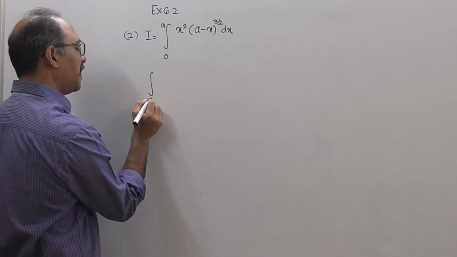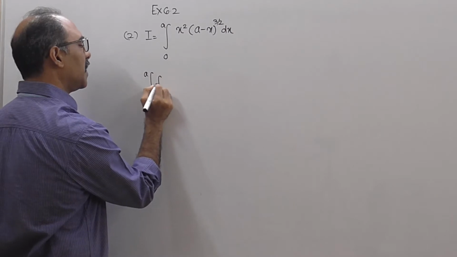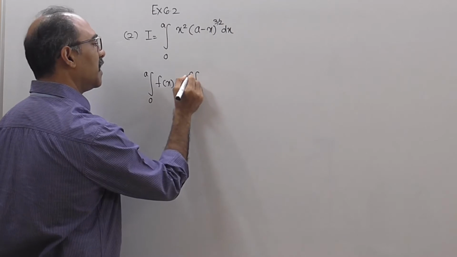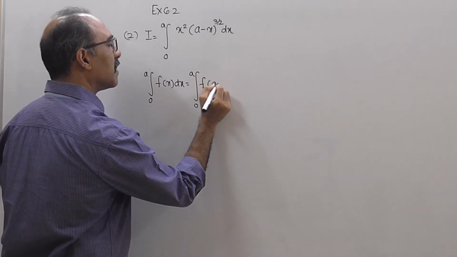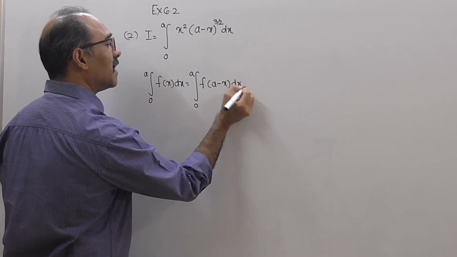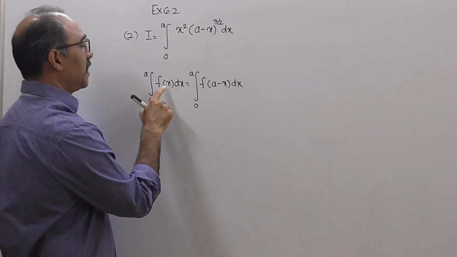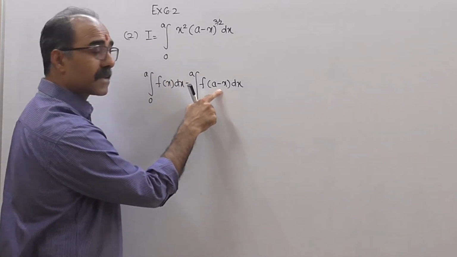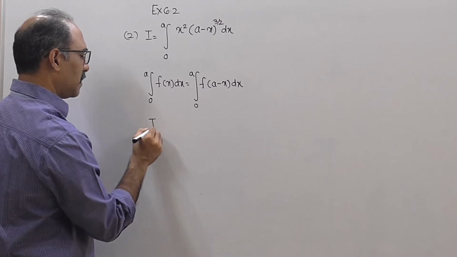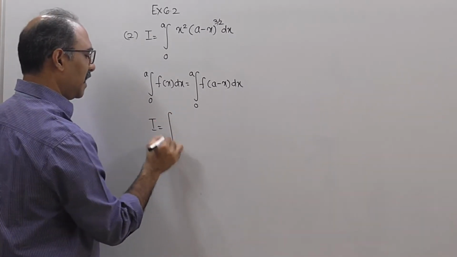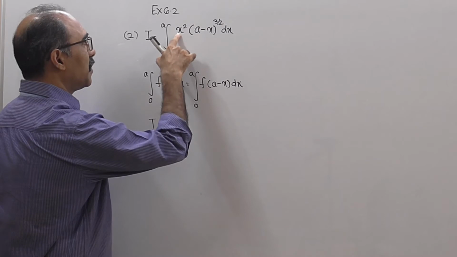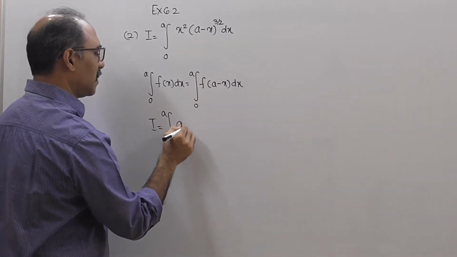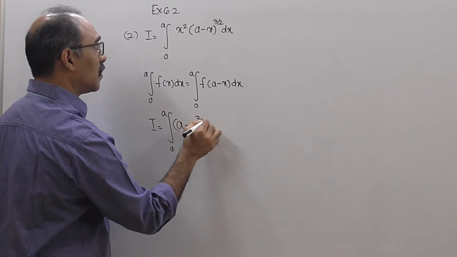There is a property of definite integrals which says that integration 0 to a of f of x dx equal to integration 0 to a of f of a minus x dx. This means the limits stay 0 to a, and we replace x with a minus x. So you get I equal to integration 0 to a, wherever you see x, replace all x with a minus x. So this will become a minus x the whole square.